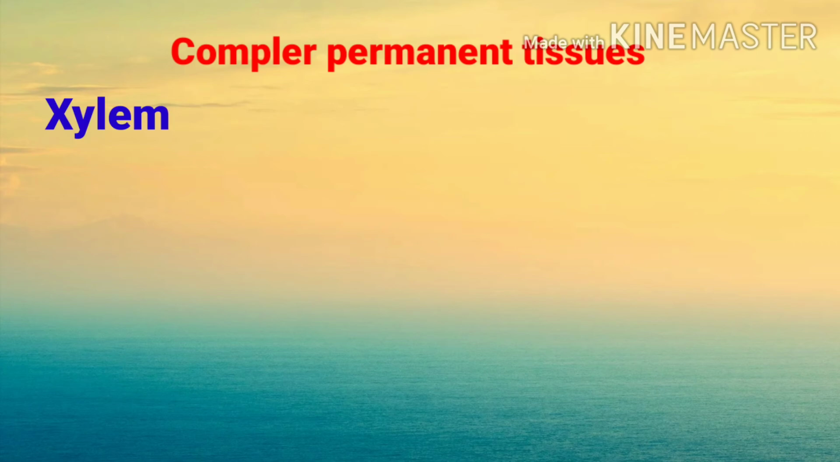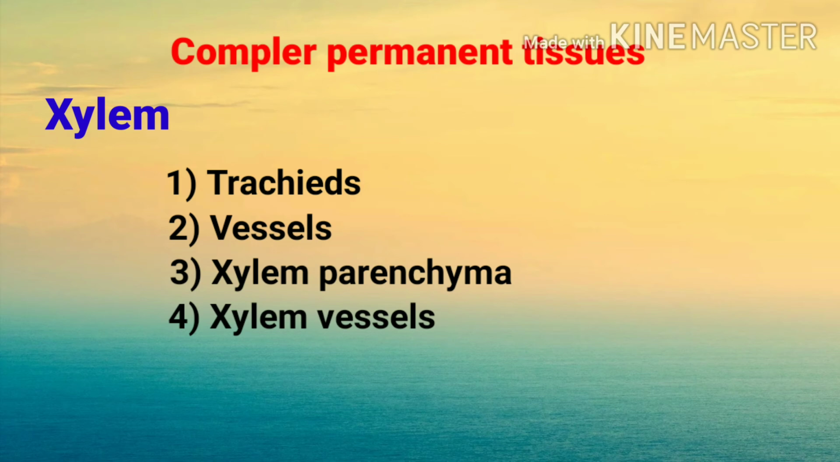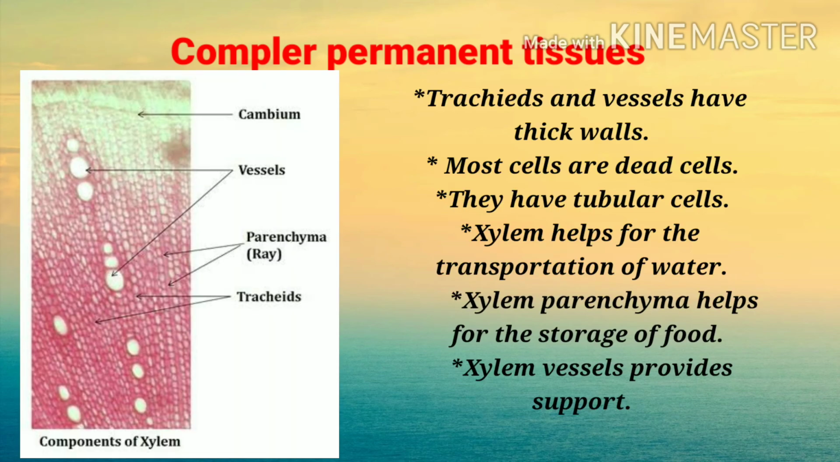There are four parts in xylem: tracheids, vessels, xylem parenchyma and xylem fibers. Tracheids and vessels have thick walls. Most of them are dead cells. Tracheids and vessels are tubular in structure, and they help in the transportation of water to the leaves. Xylem parenchyma helps to store food, and xylem fibers help to give support to the plants.